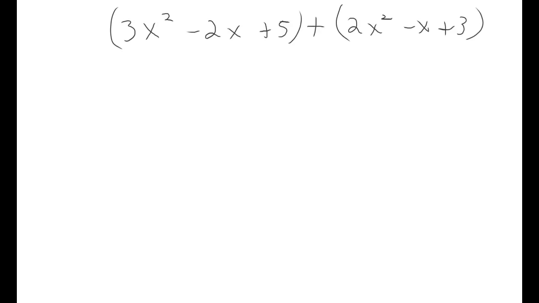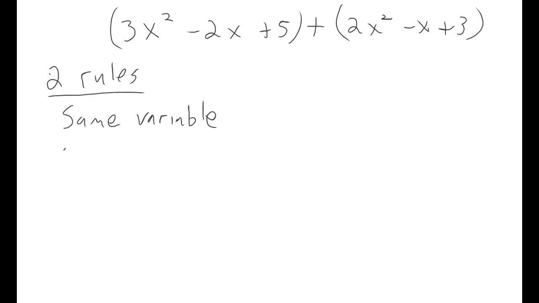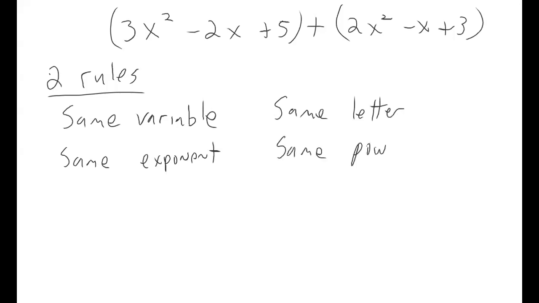So to add polynomials, there have to be two things that happen, right? And I like to think of them as two rules. You must have the same variable and the same exponent, right? Or if you want to think of it in other ways, same letter, same power. You can only combine things that meet both those rules.